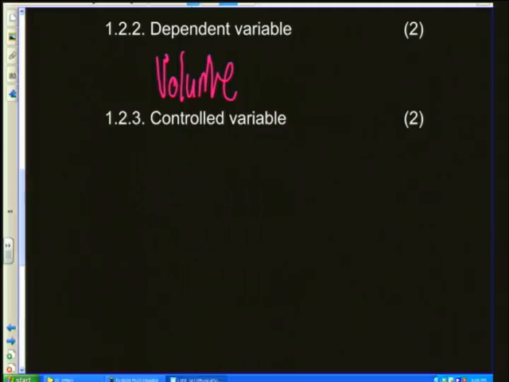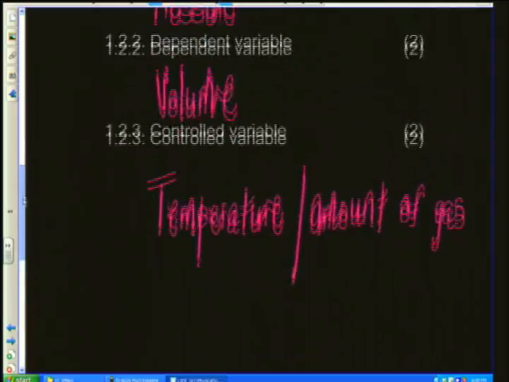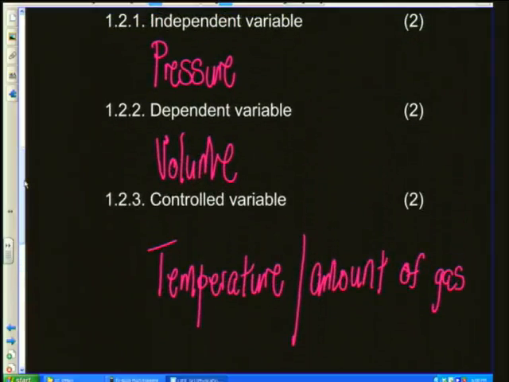So we can safely say here in the controlled variable, we can say the temperature, let me just write it nicely over there. Yes, we said temperature is our control variable, or we can say the amount of the gas, or we can say the mass of the gas, that will be accepted as well. So that's great. Now let's look at the question that follows.